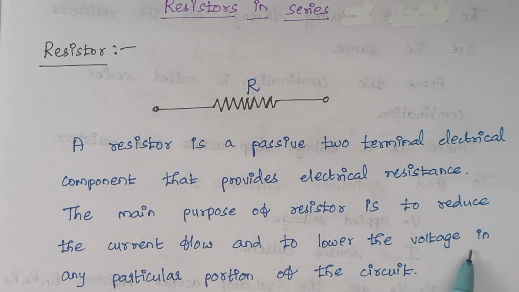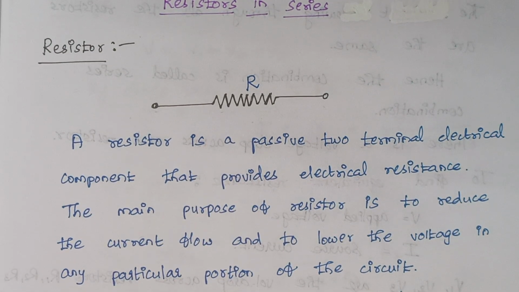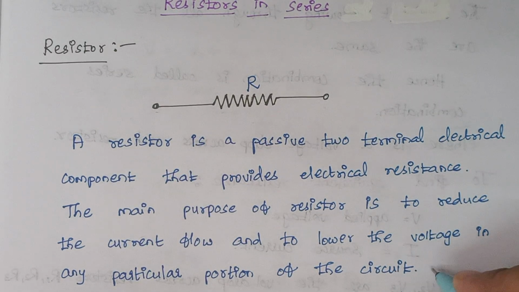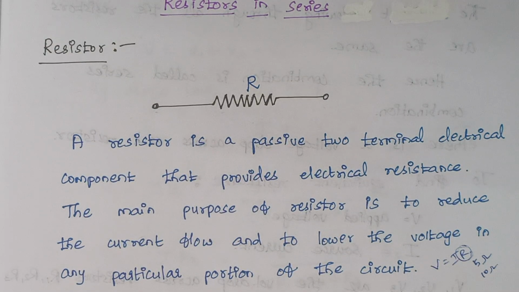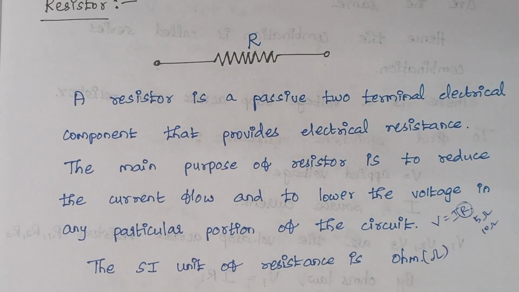And it is used to lower the voltage in any particular portion of the circuit, that is, in order to create a voltage drop, right? As we all know, V is equal to I into R. The value of resistance is always fixed, for example, it may be 5 ohm or 10 ohm. Depending upon the amount of current that flows through the resistance, it produces a voltage drop. So in order to lower the voltage, or create a voltage drop, we can use resistors. And the SI unit of resistance is ohm, and this is the symbol of ohm.